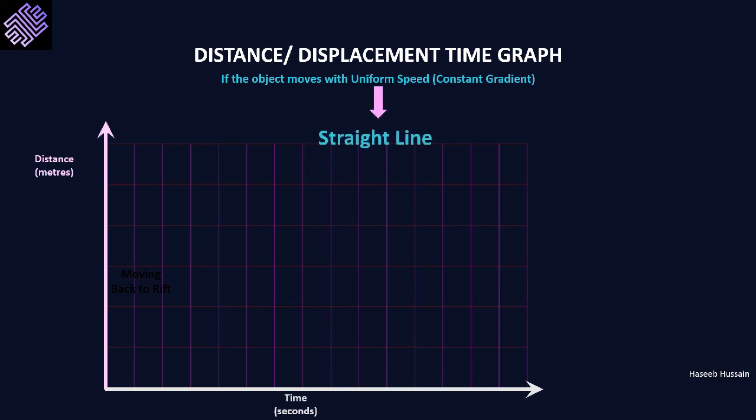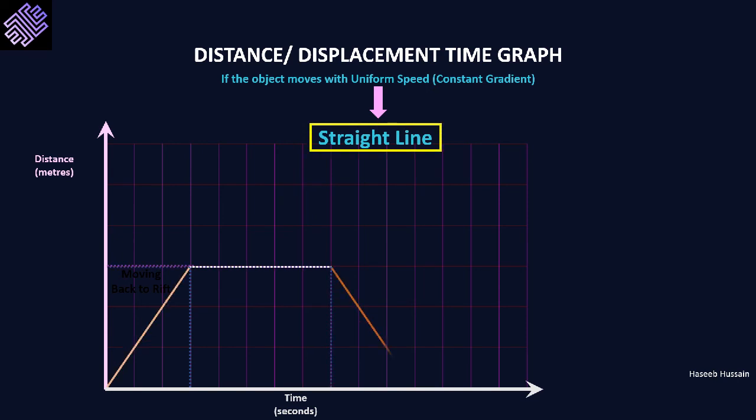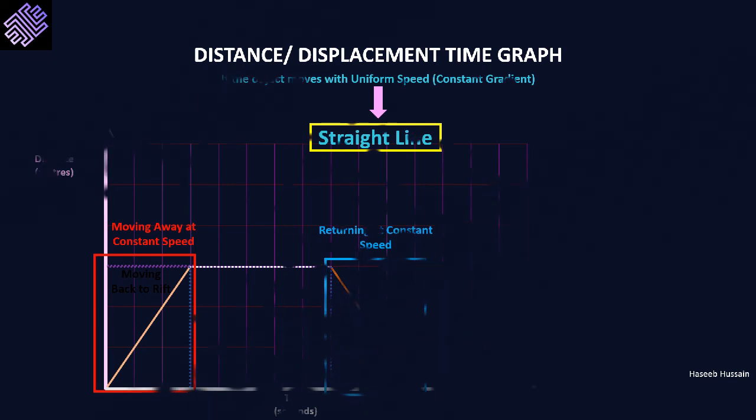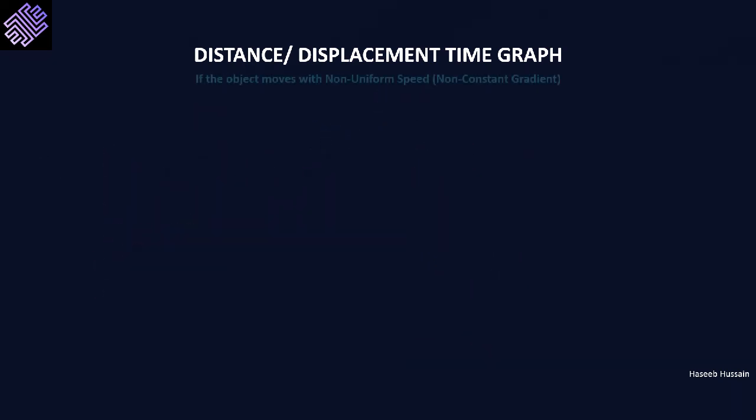The line with positive slope shows the object moving away from its starting point, while the line with negative slope or gradient shows the object returning to its starting point. It is negative because object is now moving in the opposite direction. So if an object moves at non-uniform speed, the gradient of distance time graph is non-constant and the object is either accelerating or decelerating. In either case, the graph we get is a curved line.